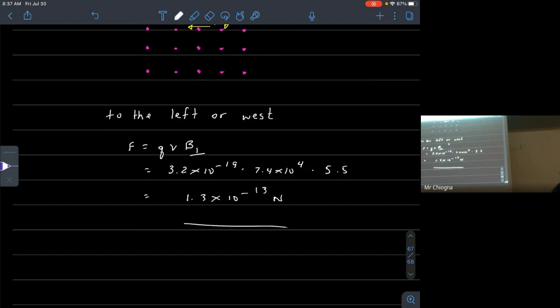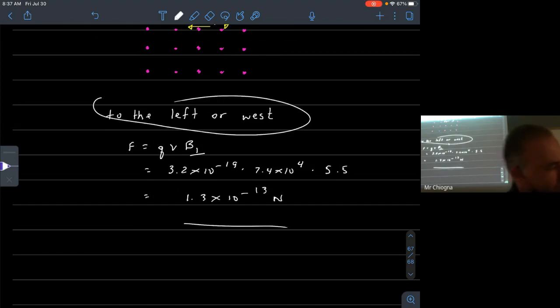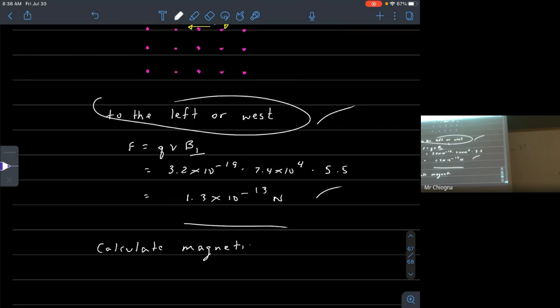Again, make sure you mention the direction somewhere. It says calculate the magnitude and direction. That's why I mentioned both. If it just says calculate the force, it's the same thing. You need to include both. So if you see calculate the magnetic force as a question, that implies include magnitude and direction.